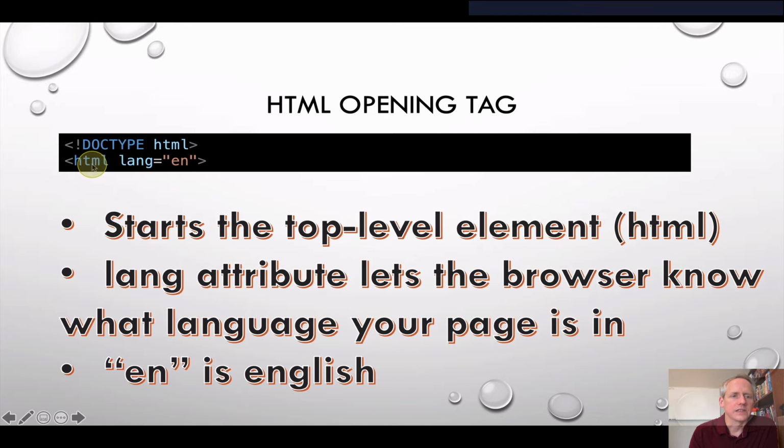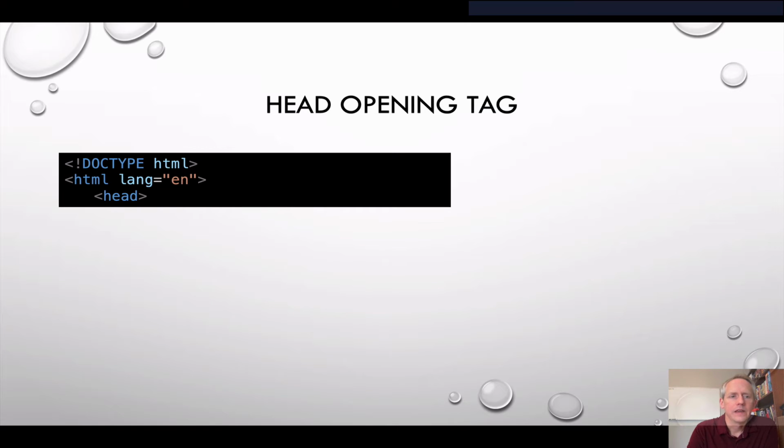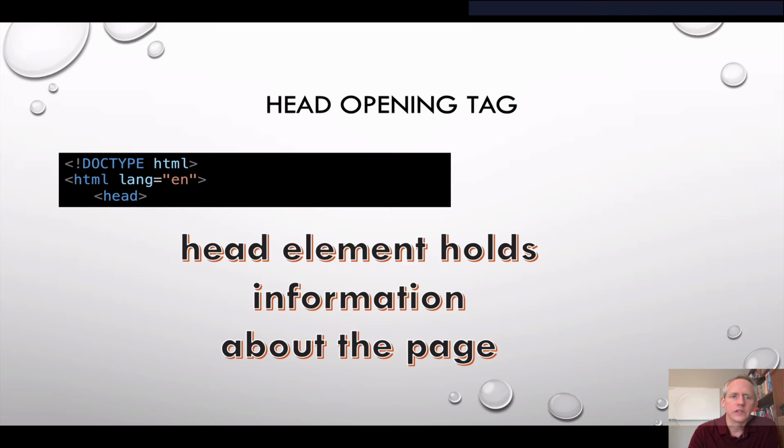The next thing we get is this HTML opening tag. It starts the top level element, HTML, and that lang attribute, lang equals en, lets the browser know what language your page is in. En is for English. And then we get the head opening tag, and I want you to note that there's this indentation here. Okay, that's really important, and we'll look at that a little bit more before I go into a full description of it, but note that indentation, that's important.